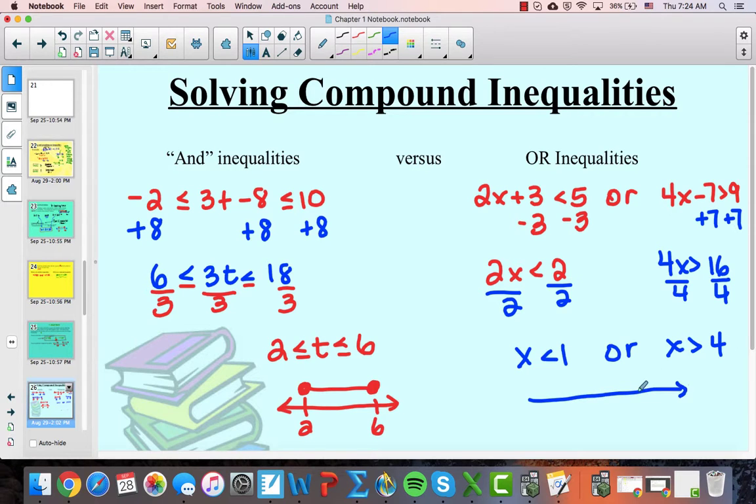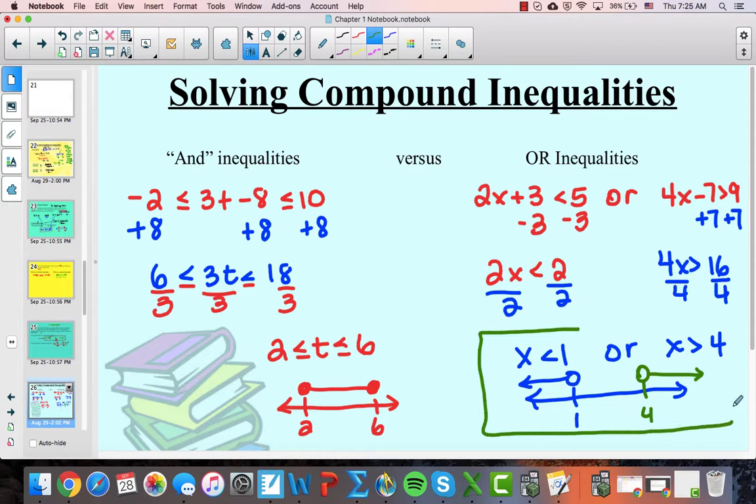A graph of this, again, x is less than 1, open circle, because it doesn't include it, and x is greater than 4, open circle, greater than 4. The word or is part of my solution, so don't forget that. And so we have our two compound inequalities.